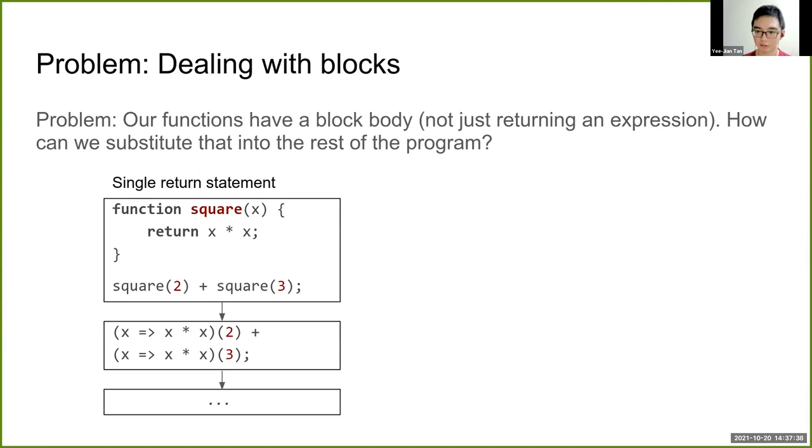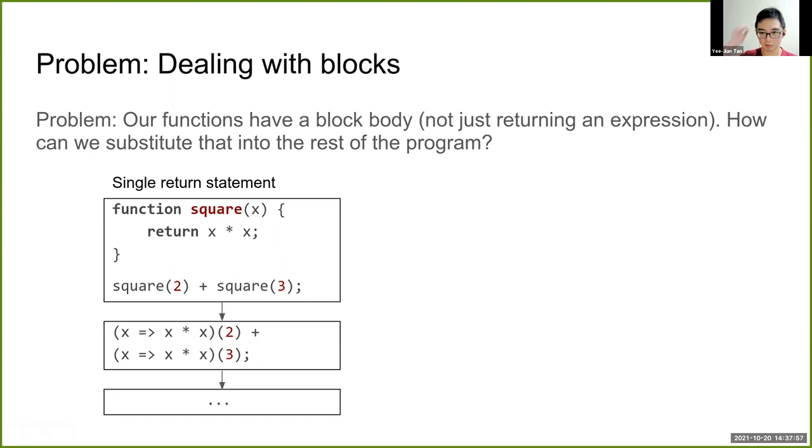Now that we have a rough sense of how the substitution model works, let us look at a crucial detail before looking at the stepper demo. If the function's body block only has a single return statement, like here, the substitution is simple. We just need to replace the calls with the return expression.